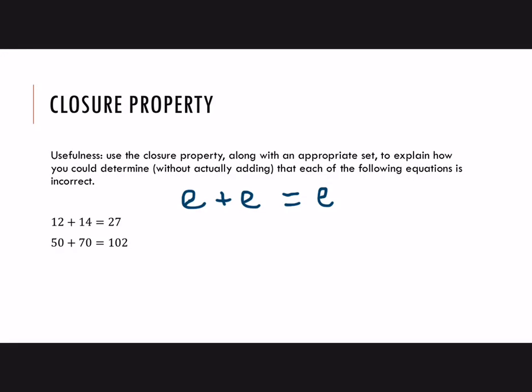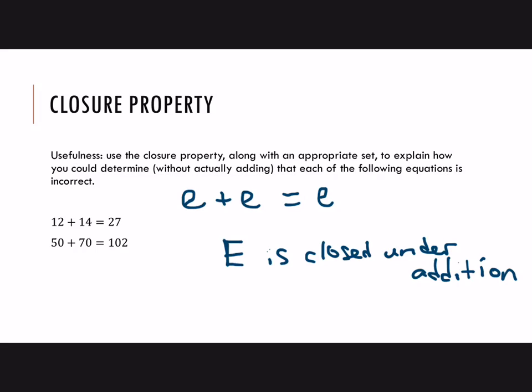Right? So you may not have heard the word closure before, but you've probably learned this closure property, which is that the set of even integers, and I think we called this E before, the set E is closed under addition. Closed under addition. So when you add 2 even numbers, you get an even answer.